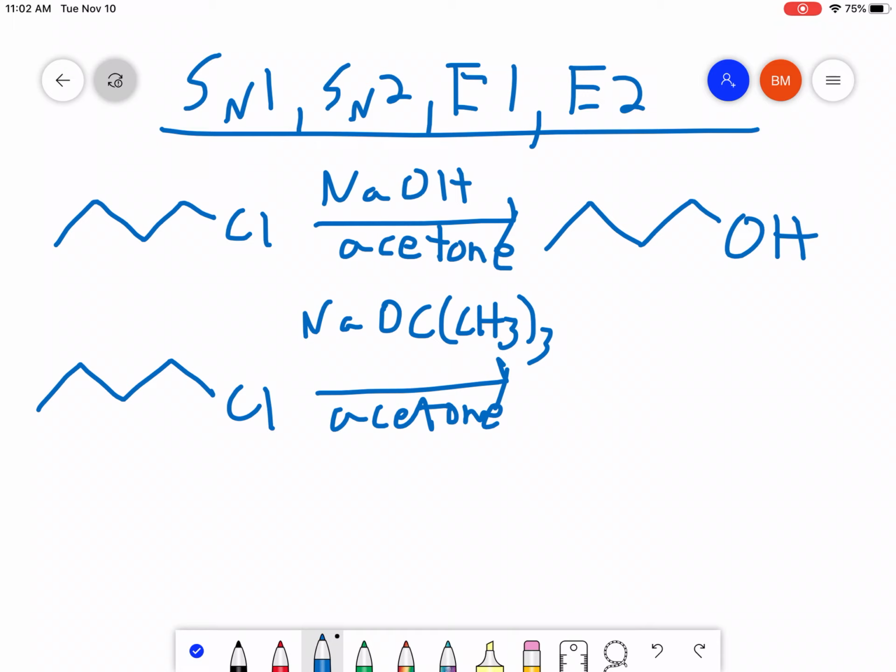Well, what this is going to do is basically serve as a source of tert-butoxide. So I'm just going to erase the sodium and put that in.